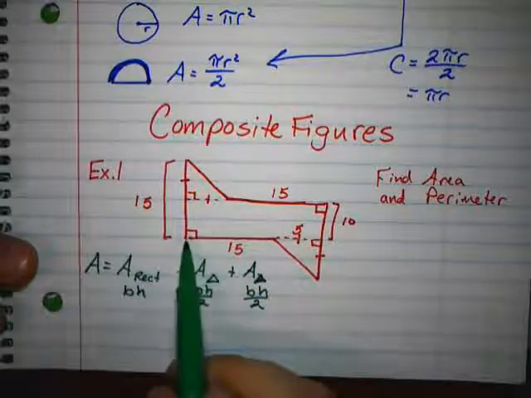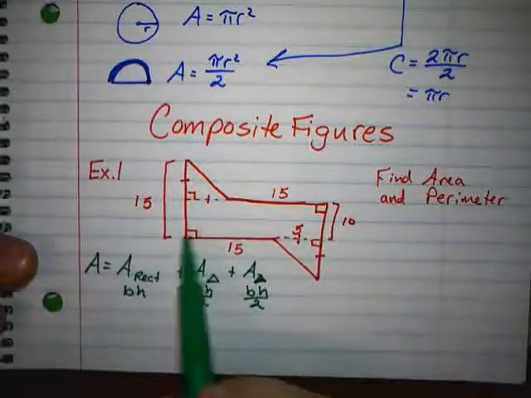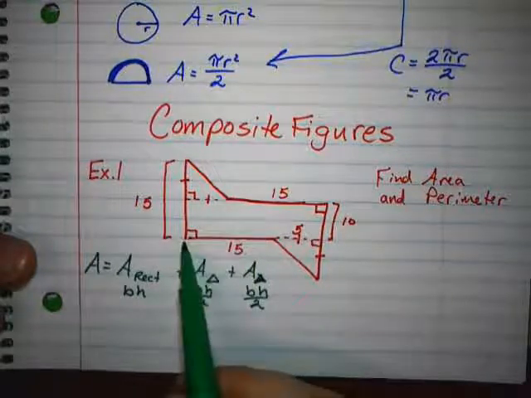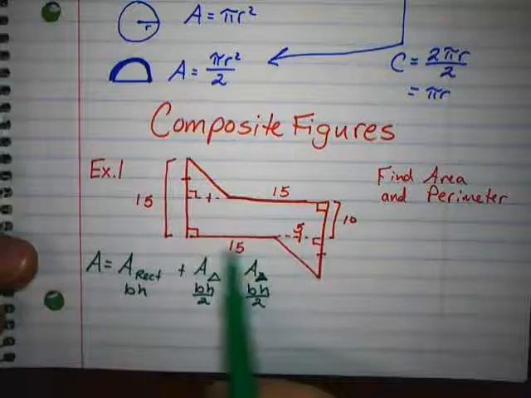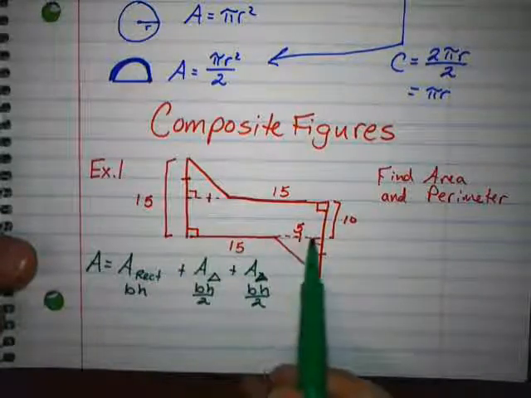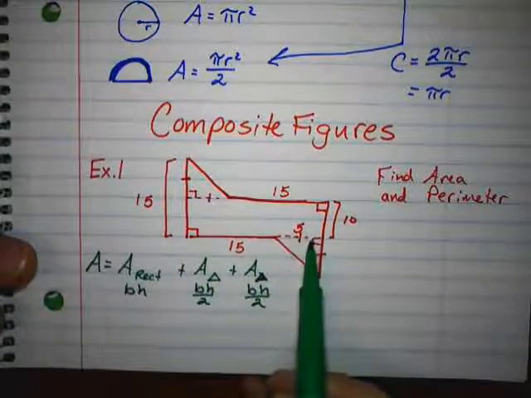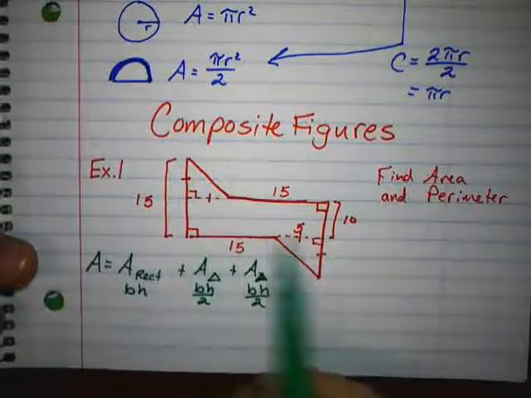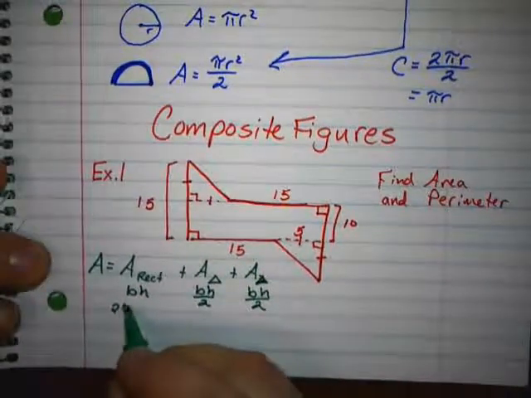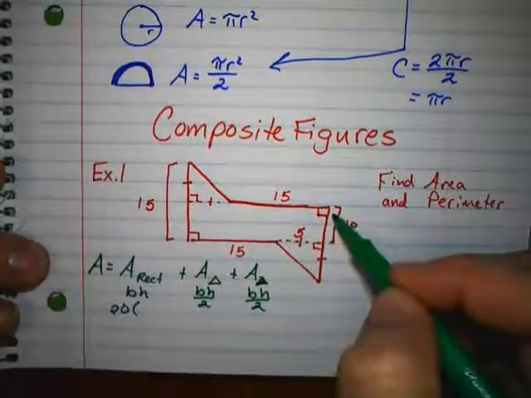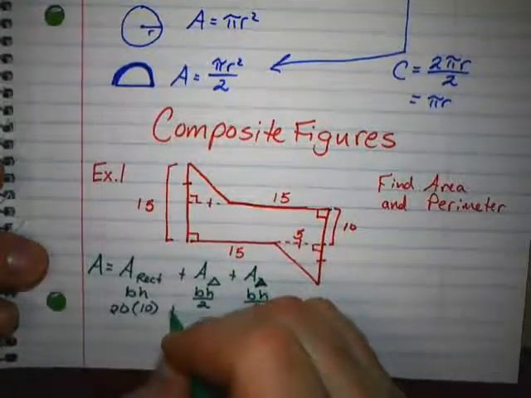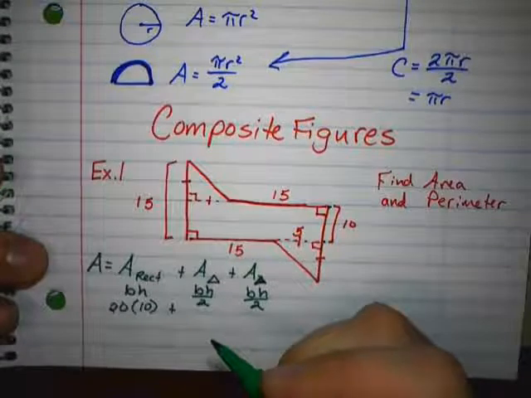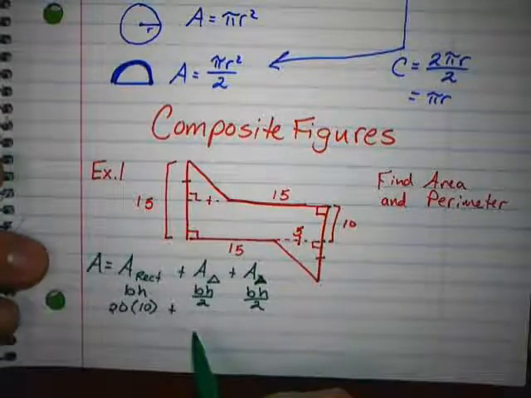For the rectangle, base and height are the length and width. Now, the base of your rectangle extends all the way past to over here. So it's 15, but it's also this 5 for this part of the triangle. So the base of your rectangle is actually 20. And the height of your rectangle from here to here is 10. Okay? Kind of running out of room, so I'm going to come down a line.